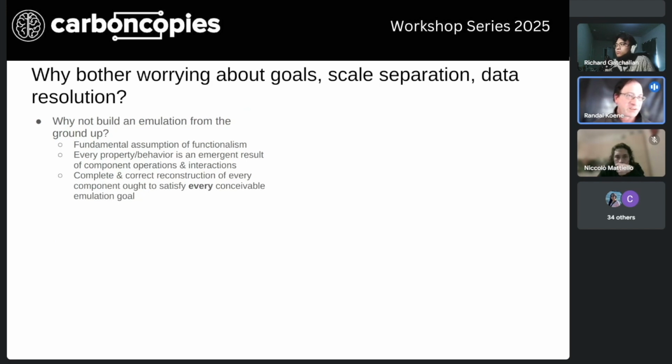After all, a fundamental assumption behind the concept of brain emulation is the functionalist and mechanistic idea that every property, every behavior of brain and mind is an emergent result of the totality of component operations and interactions. So an emulation achieved by complete and correct model reconstructions of every component in the brain tissue, down to the molecular, atomic level if you want, ought in principle to satisfy every conceivable emulation goal.